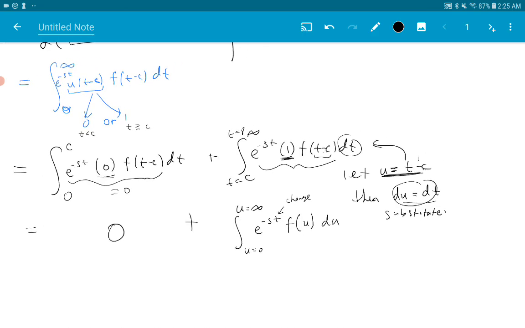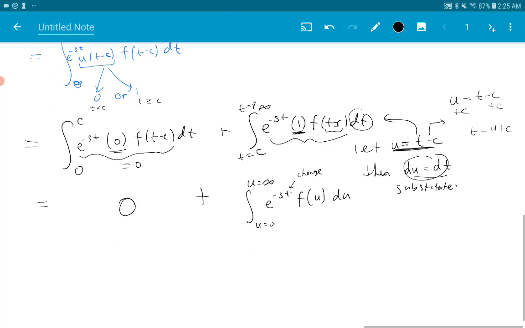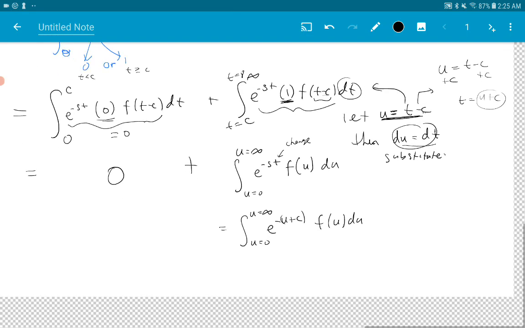Well, I can rearrange this. Since it says u equals t minus c, I can solve for t by adding c to both sides, and I get t is u plus c. So I also have to change that one. Sorry, there's one more step here. We're almost done. It's the integral from u equals 0 to u equals infinity of e to the negative, I replace t with u plus c, in parentheses, f of u du.